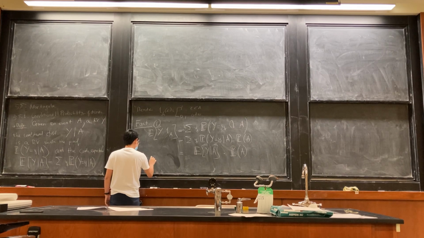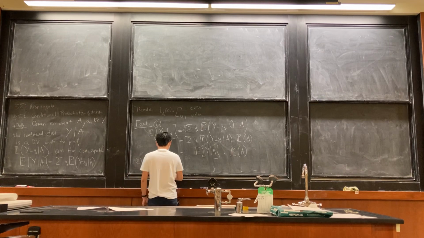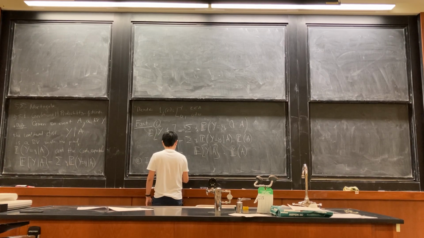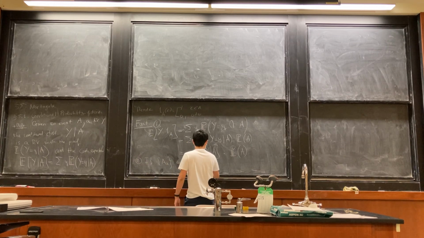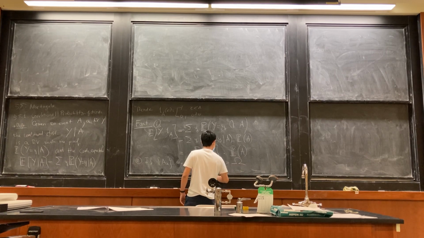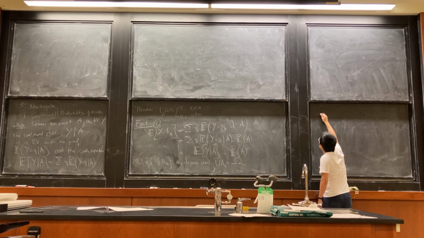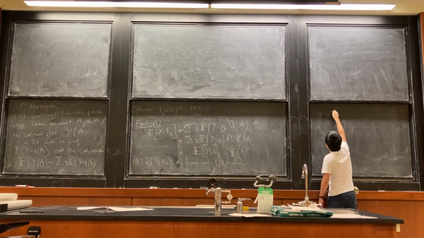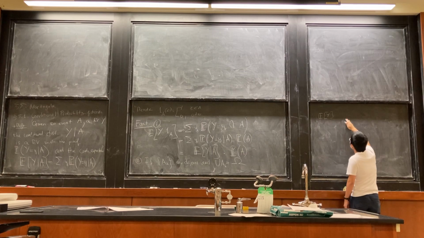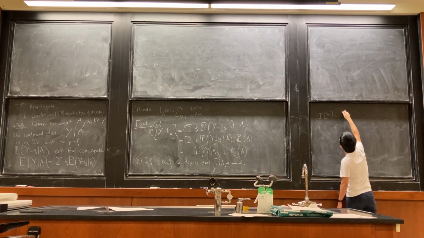Observation: if I have a collection of events A_k that are disjoint, and the union of A_k is the whole sample space, then what do I have? Then I have the expected value of Y. It's just the law of total probability. I've seen this already.